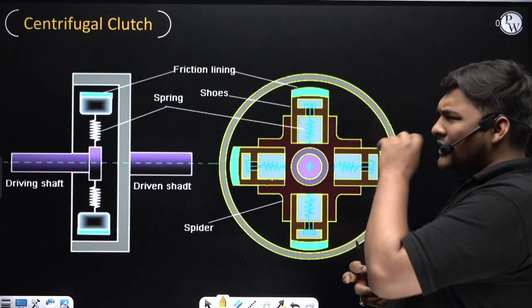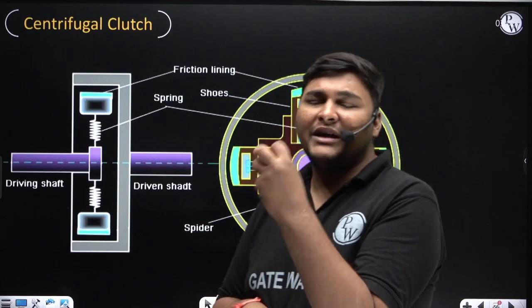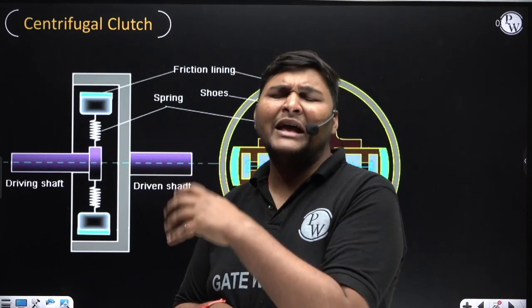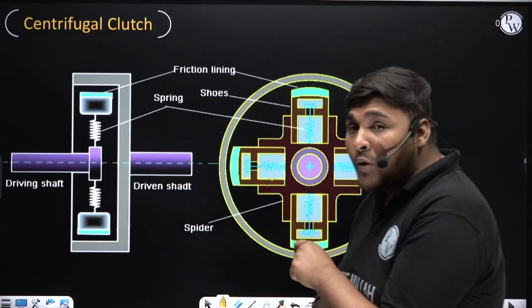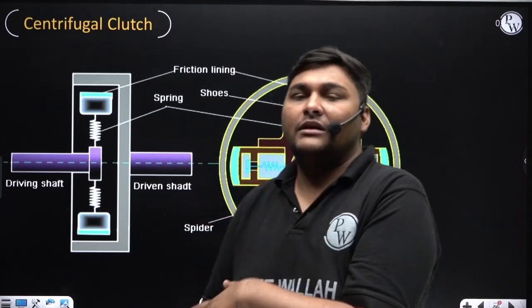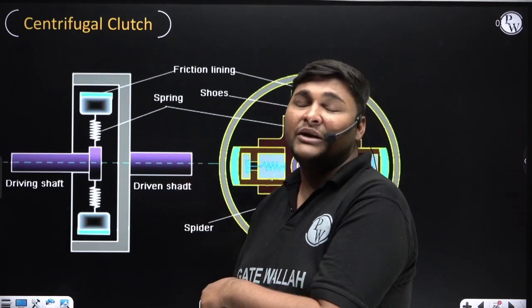I will explain its working, but the centrifugal clutch is an automatic clutch. You can treat it as an automatic clutch, which means it will not operate at the will of the operator. Whenever we want to disengage the clutch, we cannot do that in a centrifugal clutch.